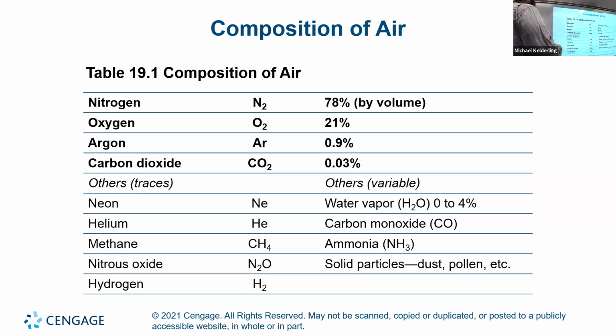So other trace things, we have neon, helium, methane, nitrous oxide, hydrogen. But there are some other things that have variable amounts. Water vapor has the biggest variation. You could have from 0 to 4% in the air, depending on conditions. Carbon monoxide, you would like to have as little as possible. Ammonia, also you would like to have as little as possible. And then things like solid particles, dust, pollen, etc.